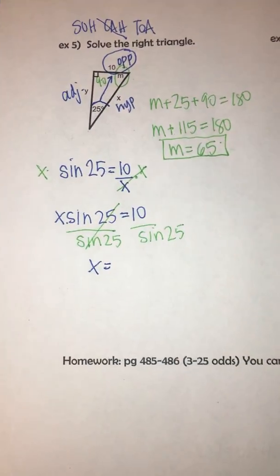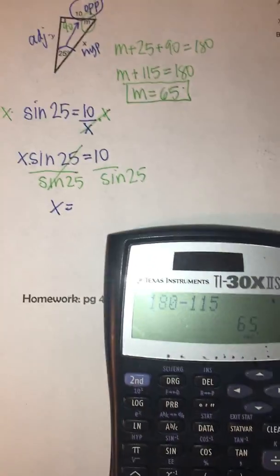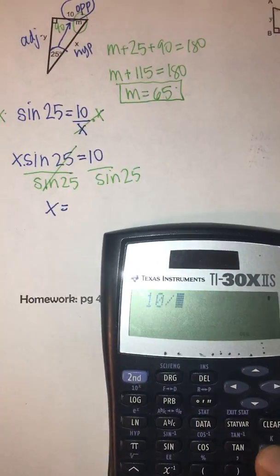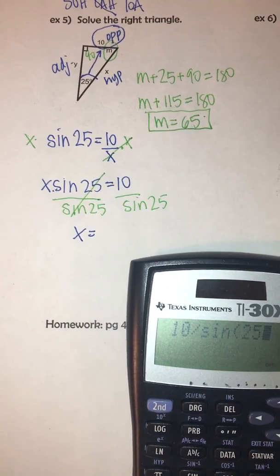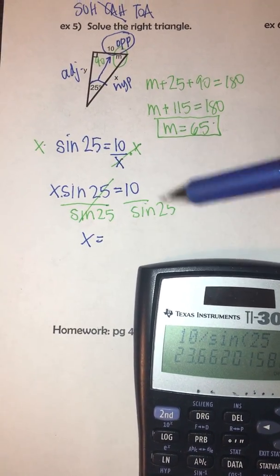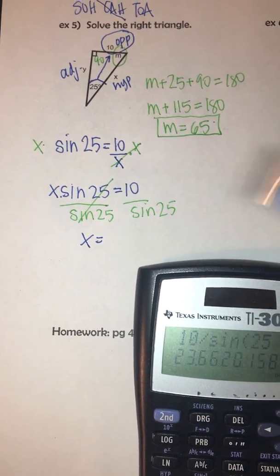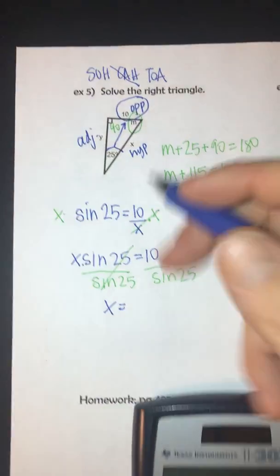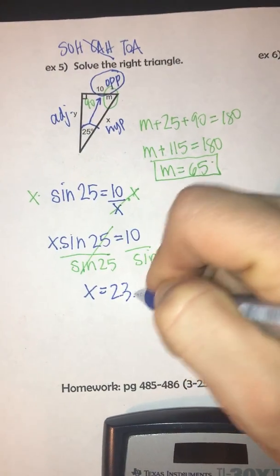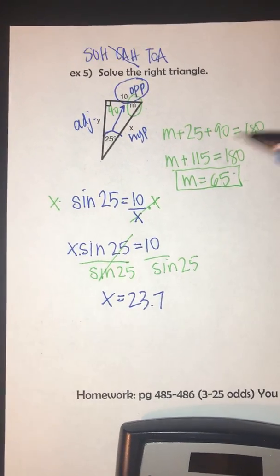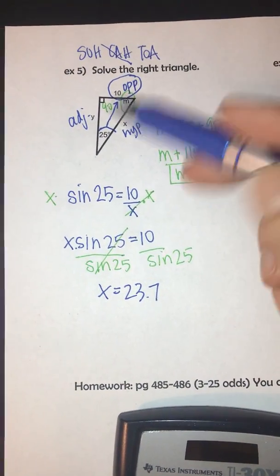I have to do 10 divided by the sine of 25 in my calculator. And this is just normal sine, because again, I'm trying to find a side length, so I use the normal sine, not the inverse sine. So I get 23.7 as my side length. So that's my hypotenuse.